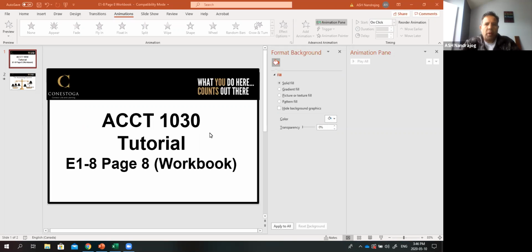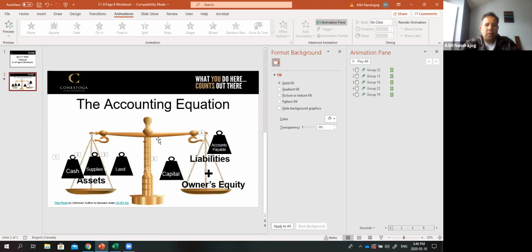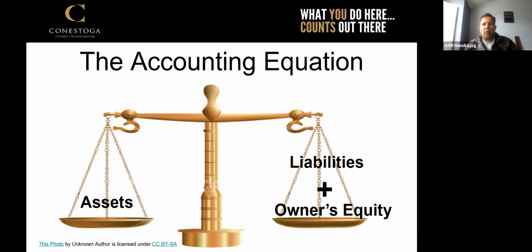So before we look at the problem, I would like to revisit the accounting equation. The accounting equation as we know it is assets equals liability plus owner's equity. Think of this as a weighing scale. On the weighing scale, on the left side, you have all the assets. And then you have on the right side, the liabilities plus the owner's equity.